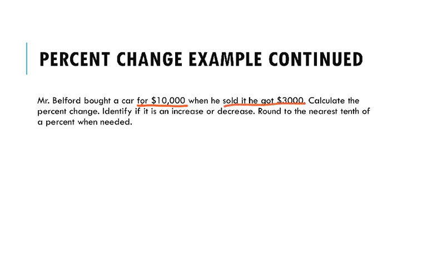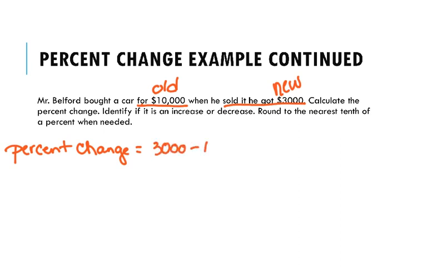Calculate the percent change. Okay, so thinking about it, when you're buying a car, the first price you pay, and then when you sell it, the first price you pay is now considered the old, because that's what the old amount or the old value of the car was. And then the $3,000 would be your new. So percent change is equal to new, so 3,000 minus the old, which is 10,000, all over old of 10,000.